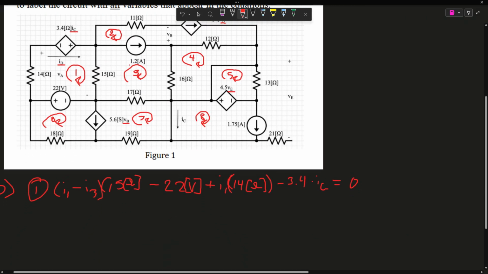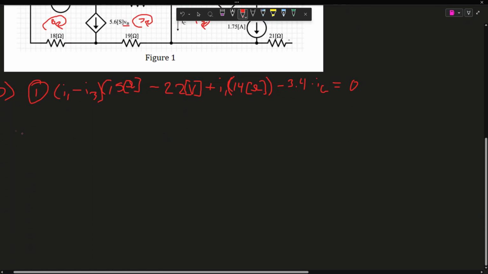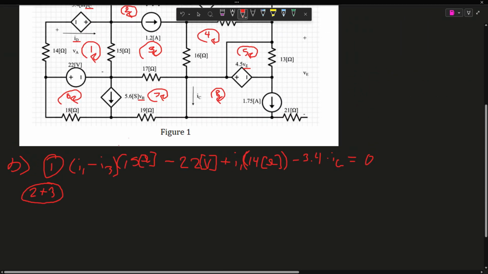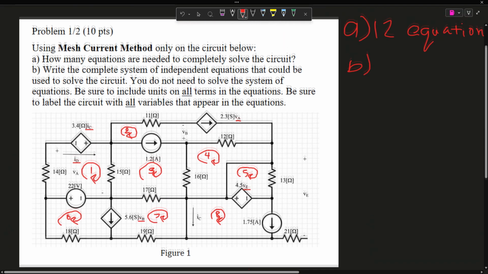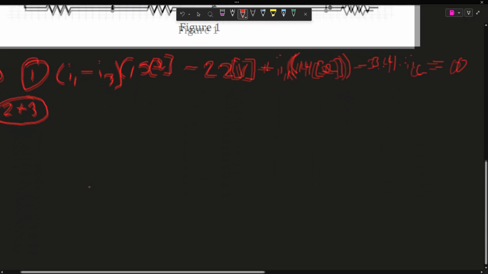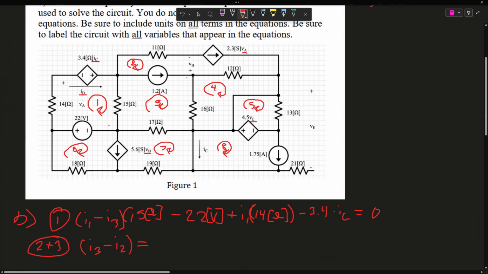And we actually see that there's a current source in between two loops with no resistor. This means it's a super mesh. So our next one, we will label this 2 plus 3. And we will have to also write a constraint for it. Our constraint will simply be 1.2. So we can say the current going this way minus the current going this way is simply equal to 1.2 amp. So we'll write that here. I3 minus I2 is just equal to 1.2 amp.